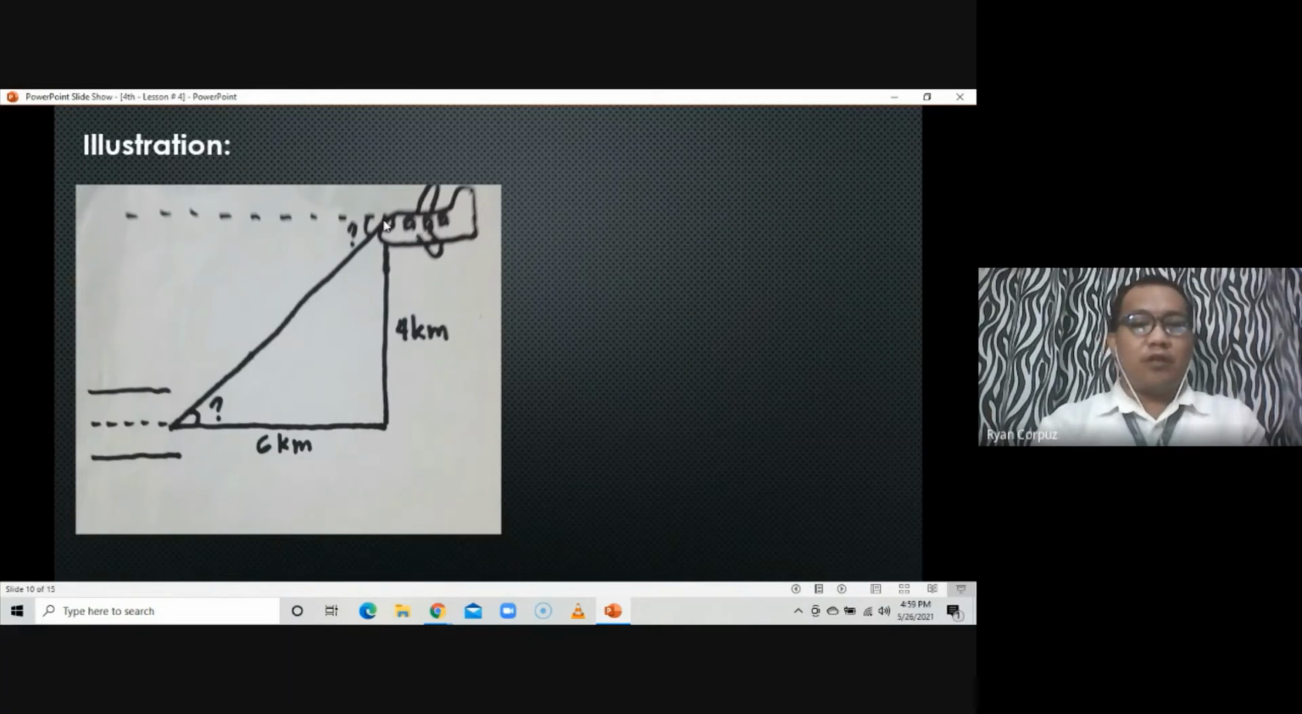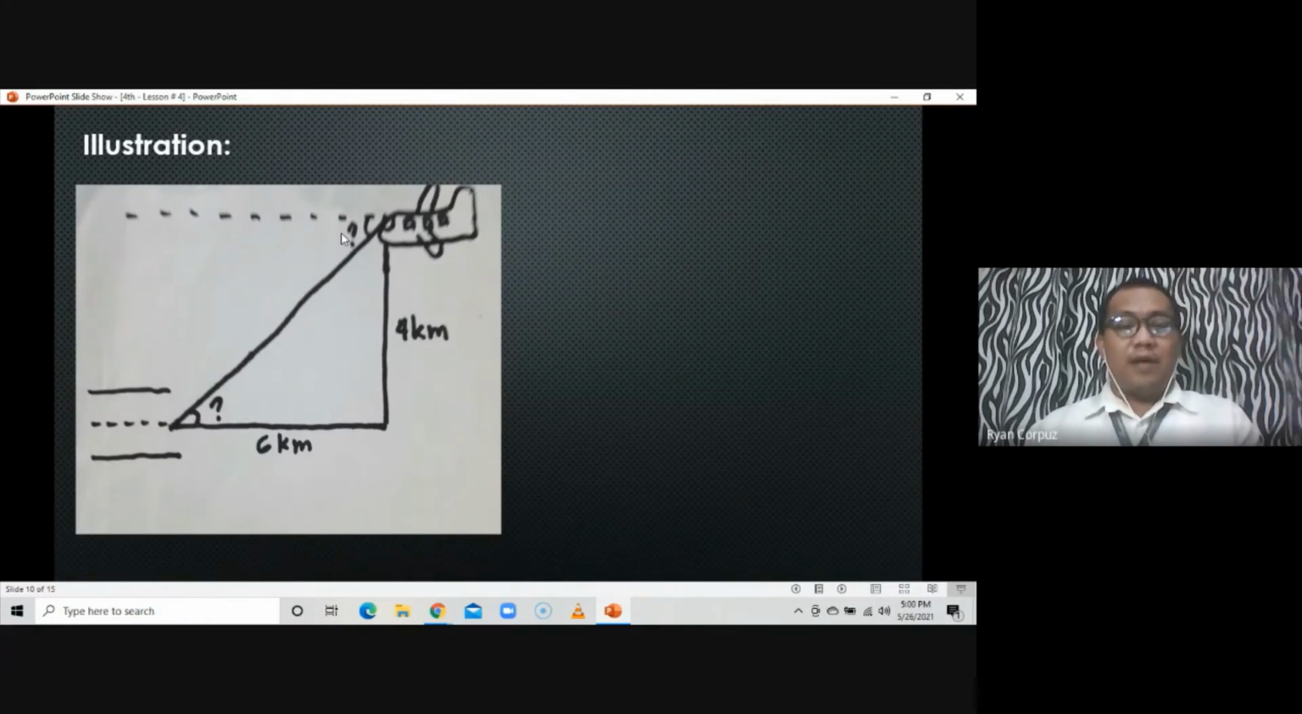Let's say sabihin natin dito yung observer, which is the pilot. From the horizontal, ito yung horizontal natin. From the horizontal, if you are going to look at an object below, which is the airport, makaka-form ka ng angle of depression. So ito yung angle of depression that we are pertaining to. So this is what we are looking for.